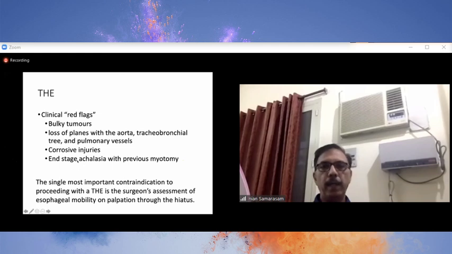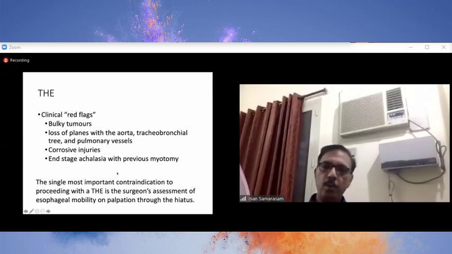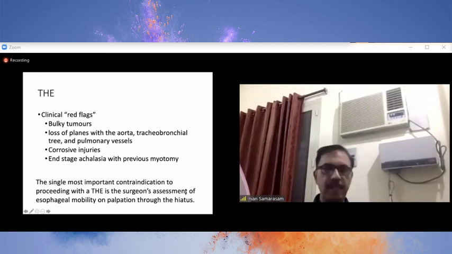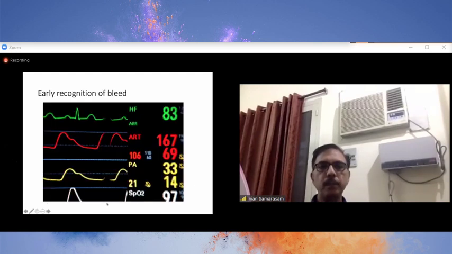Or if a patient with achalasia has had a previous myotomy, things can be stuck to the previous myotomy site. So all these are probably red flags when you try to do them through transhiatal surgery. But the single most important contraindication to proceeding with a transhiatal dissection is the surgeon's assessment of the esophageal mobility. So when you're doing a transhiatal dissection, your eye needs to be on the monitor.